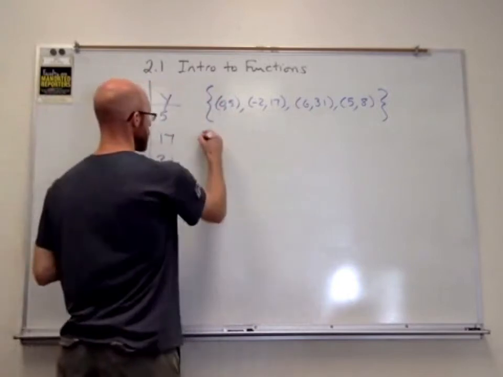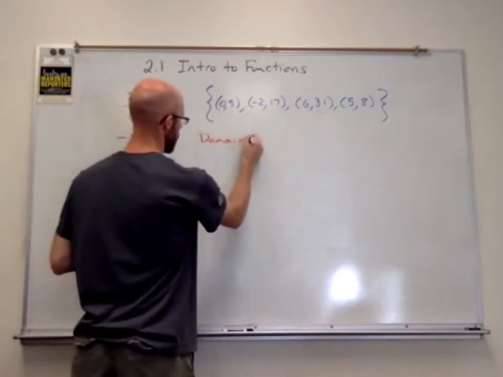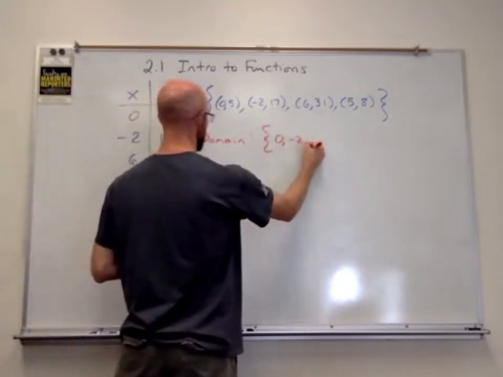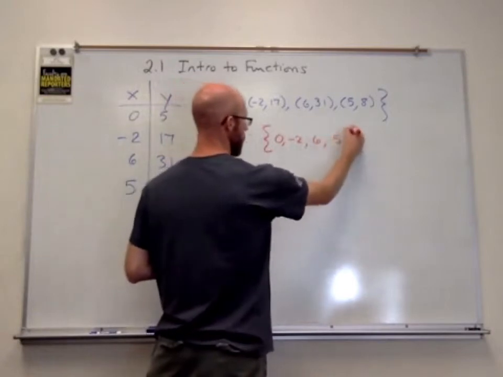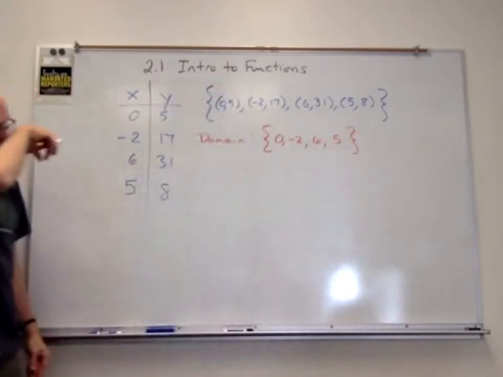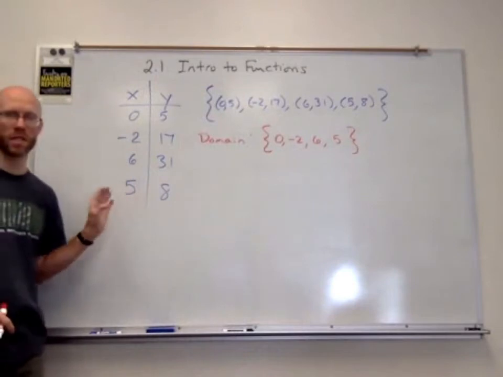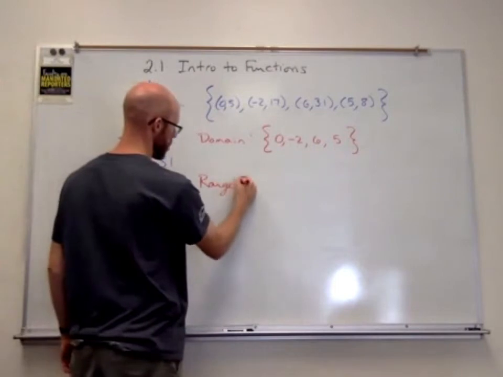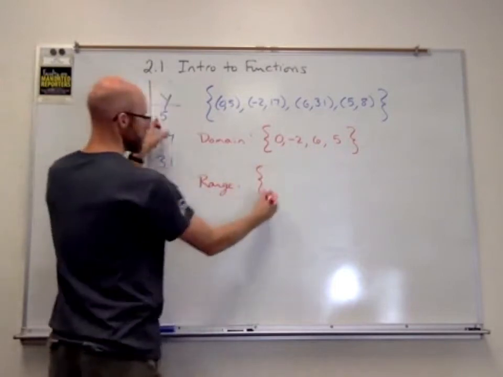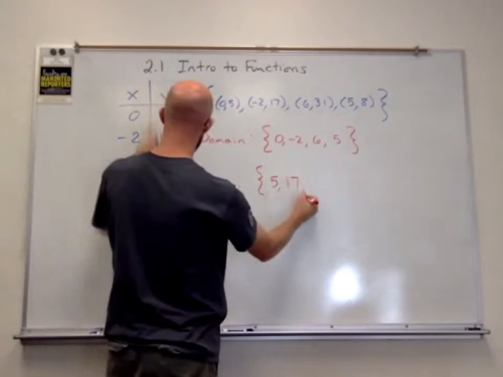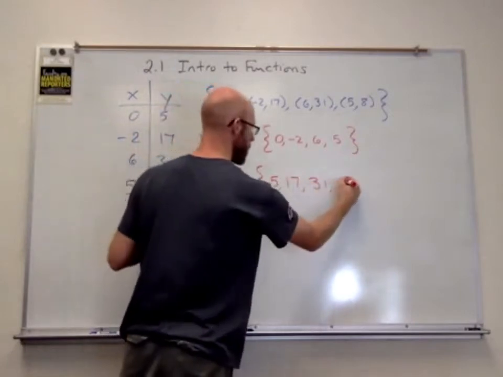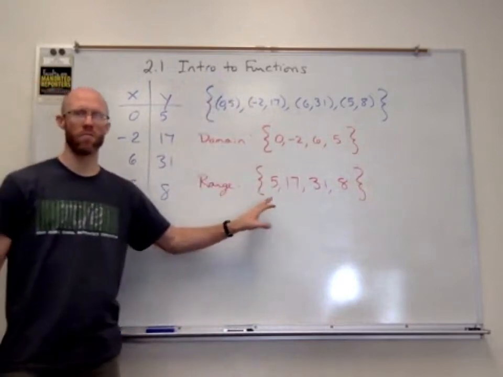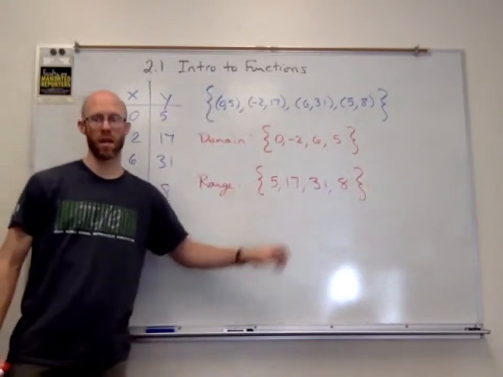And so the domain is going to be 0, -2, 6, and 5. Okay, so it's the set of all the values for the independent variable. The range is going to be 5, 17, 31, and 8. And so it's the set of all values for the dependent variable.